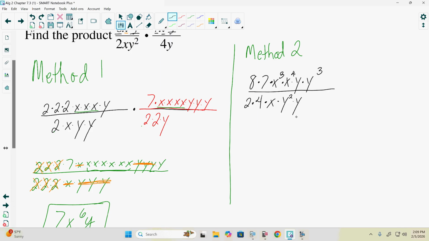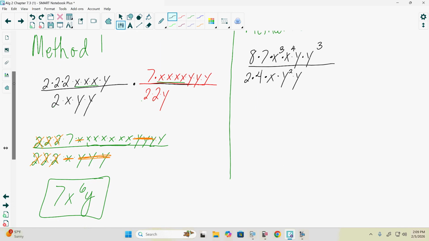All right. Now, we can't plug the whole thing into the calculator because we do not have a value for x or a value for y. But our number is 8 times 7. Did we plug that in? Yeah, 8 times 7 is what? 56. Denominator 2 times 4 is? Oh, wait.